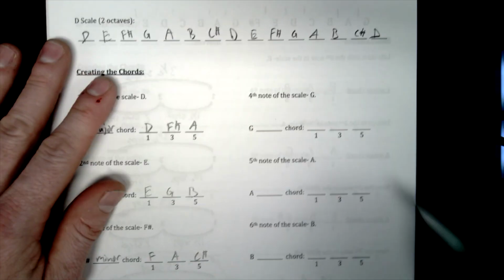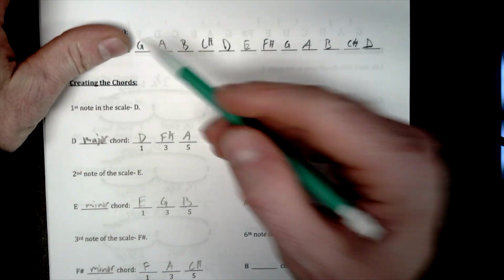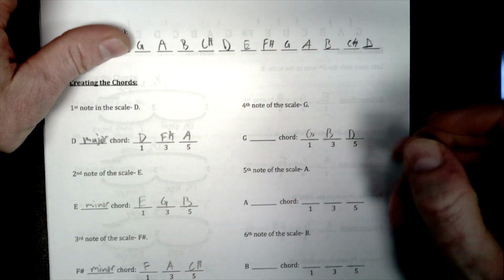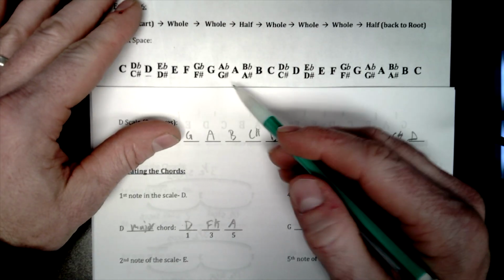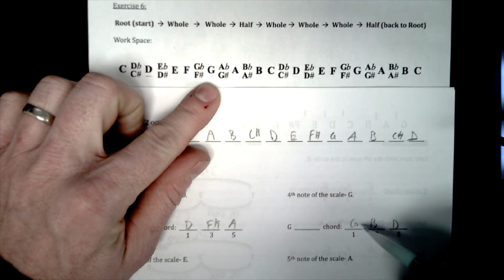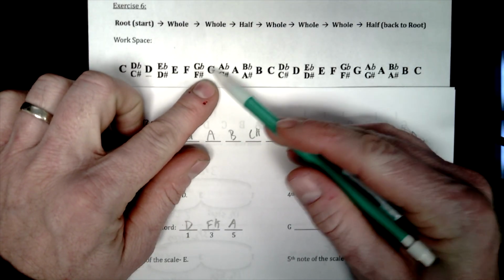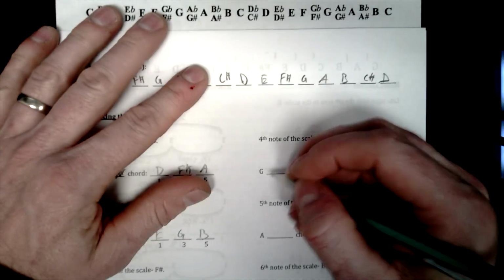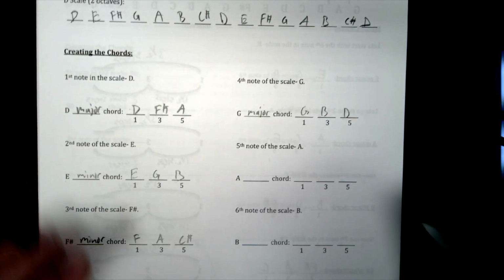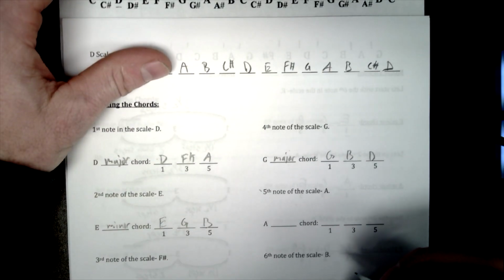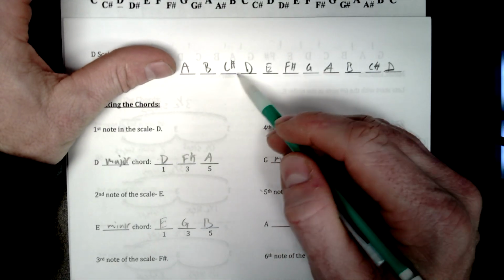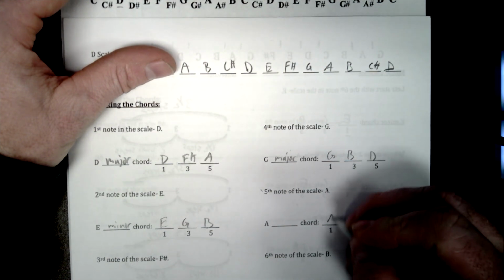All right. The fourth note of the scale is G. 1, 2, 3, 4, 5, G, B, D. If we're looking at the chromatic scale between G and B, the 1 and 3 of our chord, we have 2 whole steps. So that is a major chord. Okay. Fifth note of the scale, A. 1, 2, 3, 4, 5. A, C sharp, E.